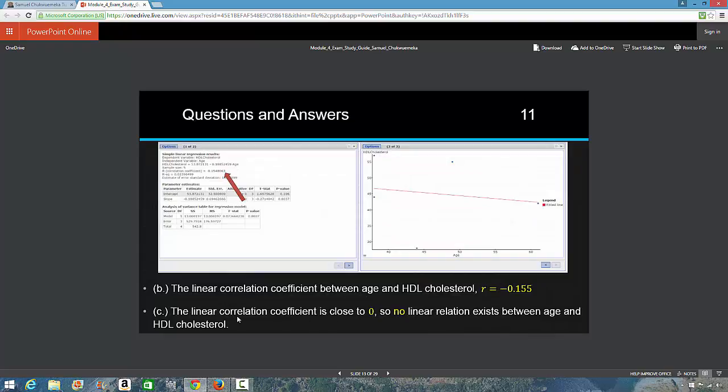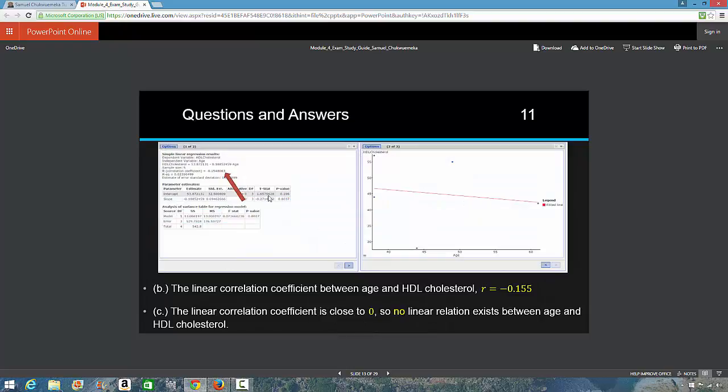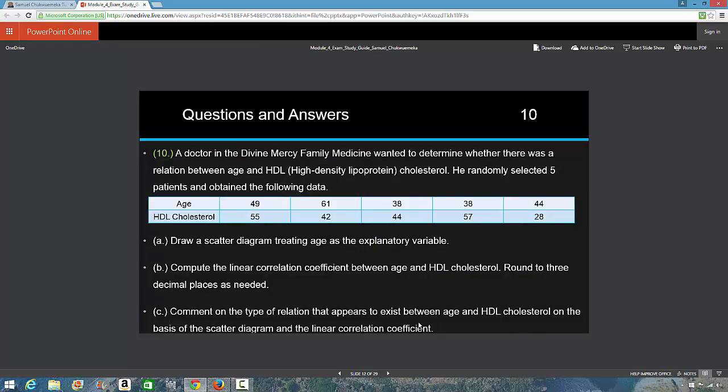Here it says comment on the type of relation that appears to exist. The linear correlation coefficient is negative 0.1548, so it's close to 0. So no linear relation exists between age and HDL cholesterol. This is just based on the scatter diagram and the linear correlation coefficient.